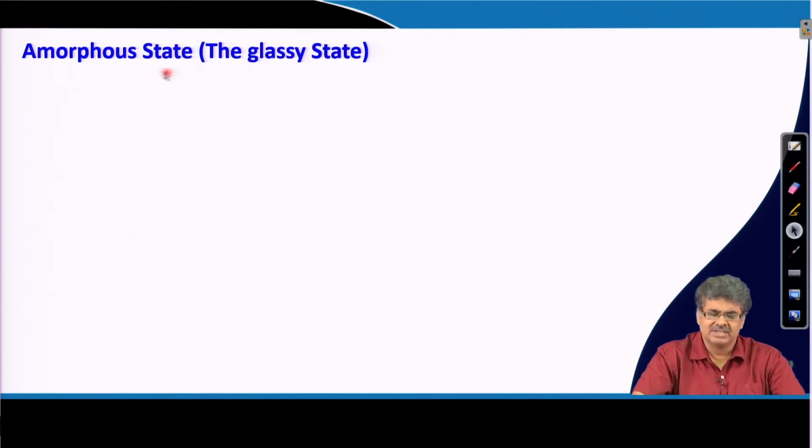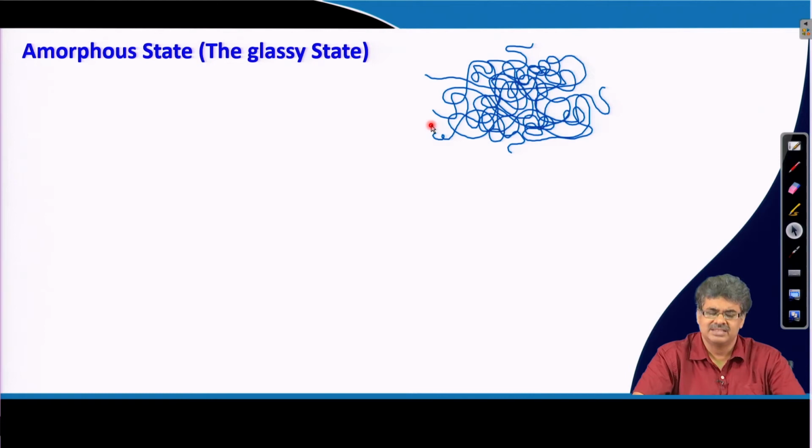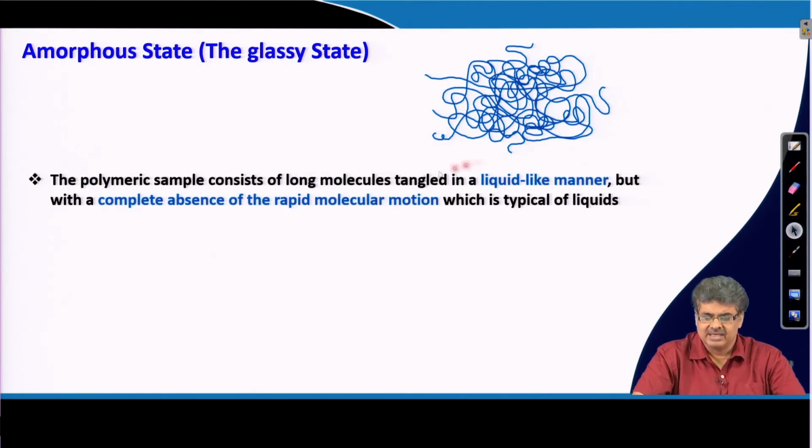We continue our discussion on the amorphous state or glassy state, and in this case the polymer sample consists of long chain polymer molecules entangled with each other in a liquid-like manner. There is no long range order in this case, but with a complete absence of rapid molecular motion, which is typical of a liquid.